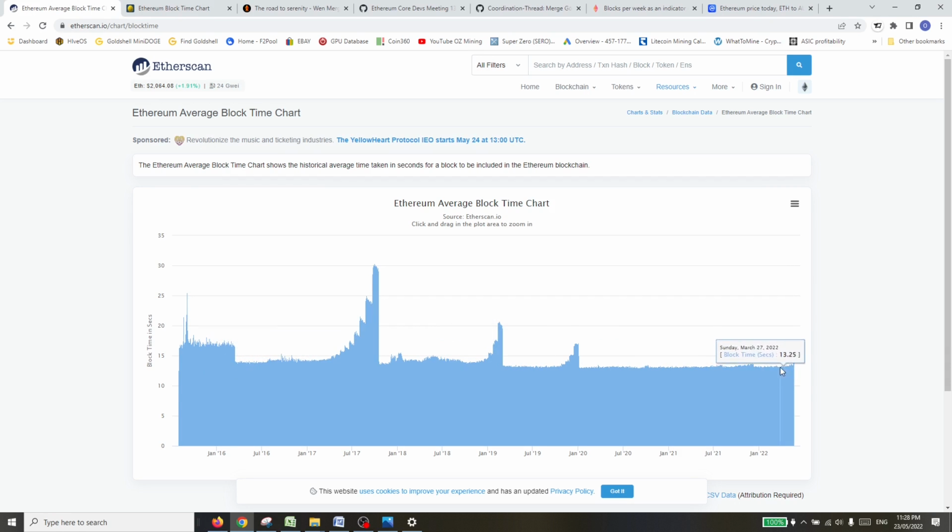And this is the interesting thing. Zoom in here. If you look at the past from Jan 2020, let's look at the spikes. 13.5, let's look at the spikes.